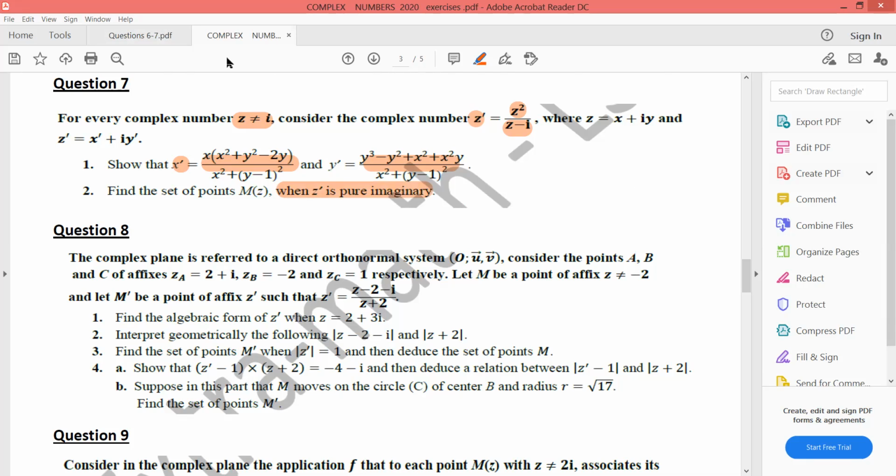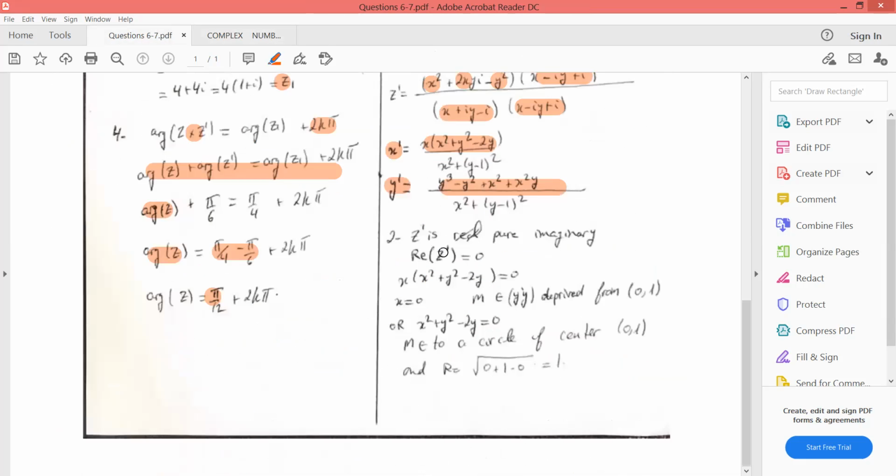We have two parts. Z prime is pure imaginary means the real part of Z prime equals 0, so x times (x squared plus y squared minus 2y) equals 0. A product equal to 0 means x equals 0. So M belongs to the y axis, since every point whose abscissa is 0 belongs to the y axis, deprived from the point 0 1.